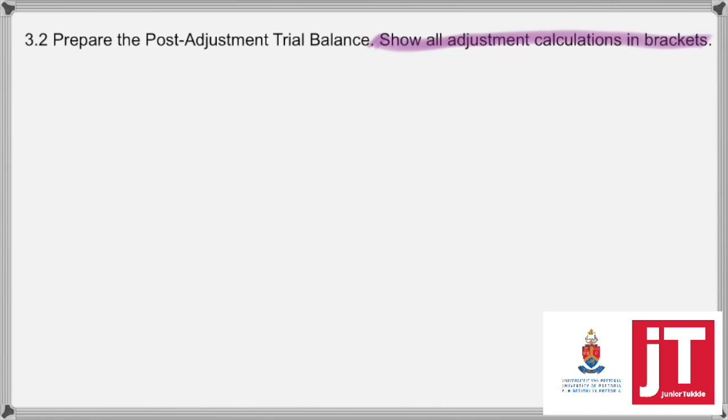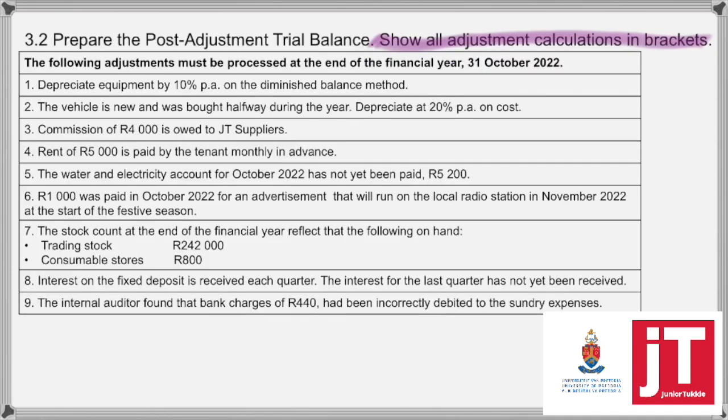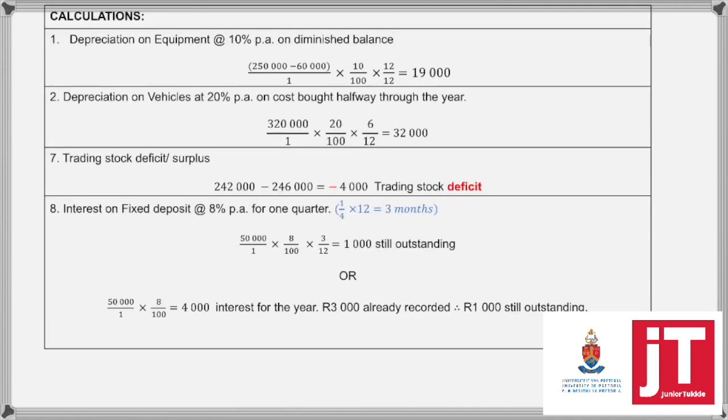Now, in Activity 3A, we looked at each individual adjustment, and then we did the analysis of it. So now we have to do the Post-Adjustment Trial Balance and show the calculations in brackets. So just to recap a bit, this is the adjustments. Number 1, we depreciate for equipment on the diminished balance method. Number 2, vehicles was bought halfway during the year, depreciate 20% per annum on cost.